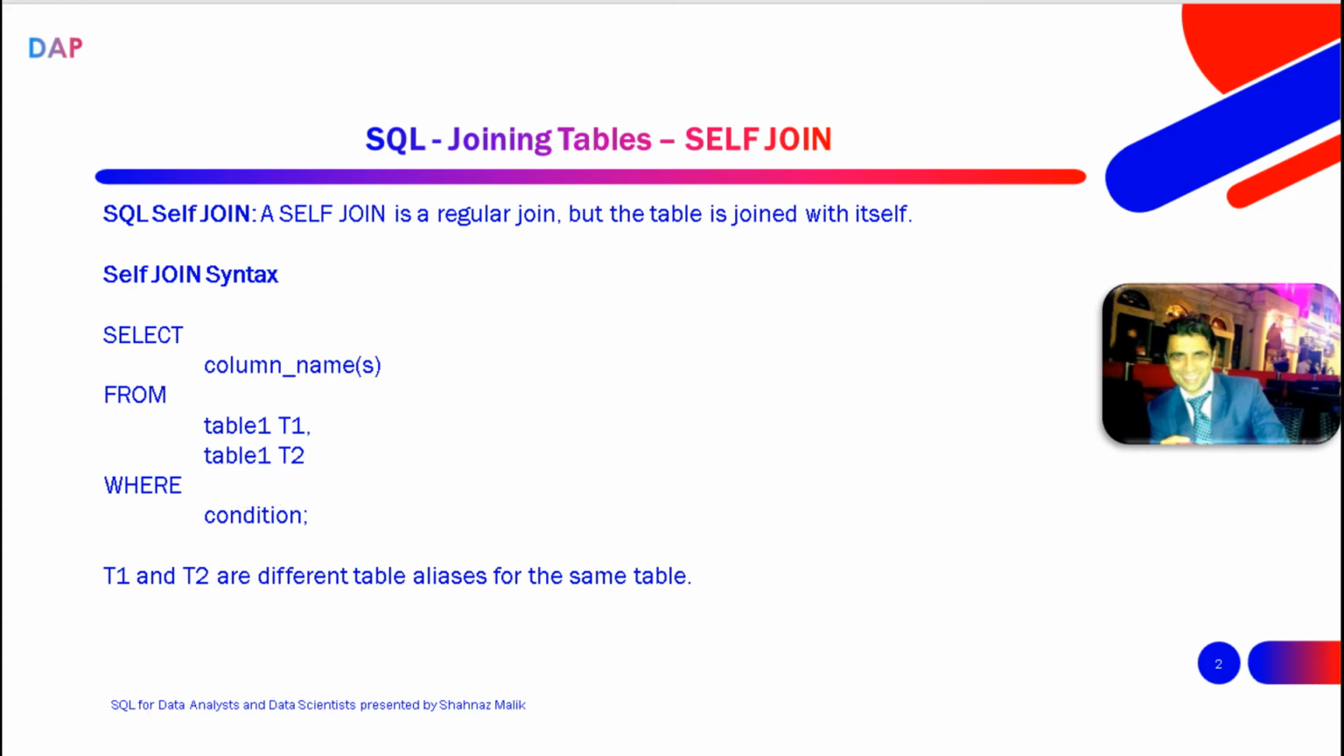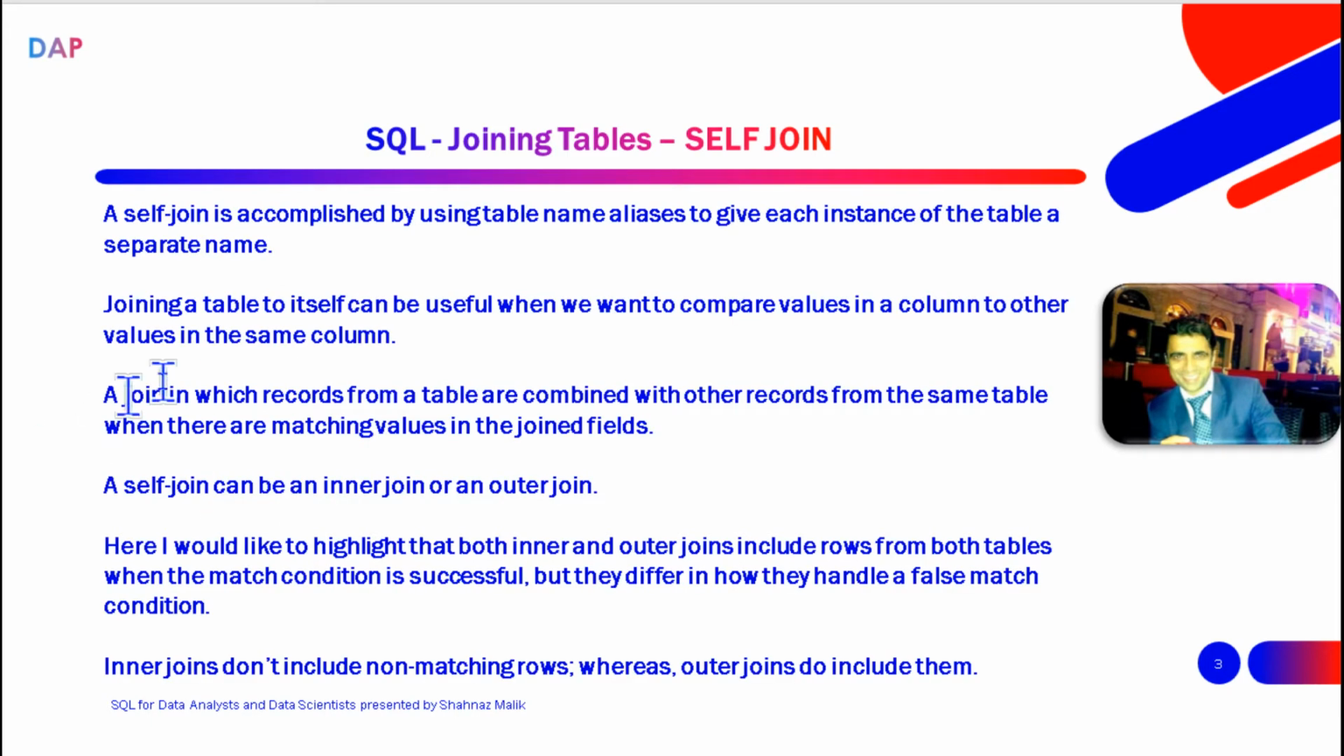Now a self join is accomplished by using table name aliases to give each instance of the table a separate name, as I have just now shown. Joining a table to itself can be useful when we want to compare values in a column to other values in the same column.